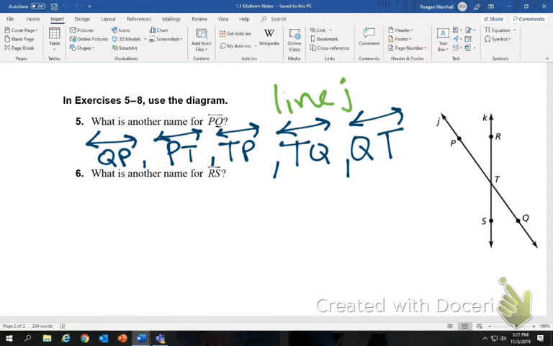And then the last one, what's another name for RS? Again, they're little lines. You can see it better on your page than mine. We're just going to say SR. But again, it could have as many options as the first. You could say SR, you could say RT, you could say TR, you could say TS, ST, or you could say line K. Any of those are options.